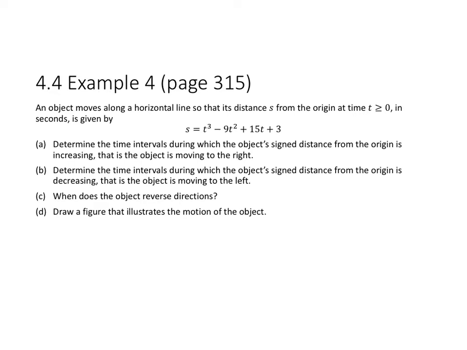So let's start by first finding the derivative. So we're looking for the velocity. And we get 3t squared minus 18t plus 15. And we're looking for, when do we have our critical numbers or our turning points, and we'll set it equal to 0. We'll factor out a 3, and then let's factor that into 5 and 1.